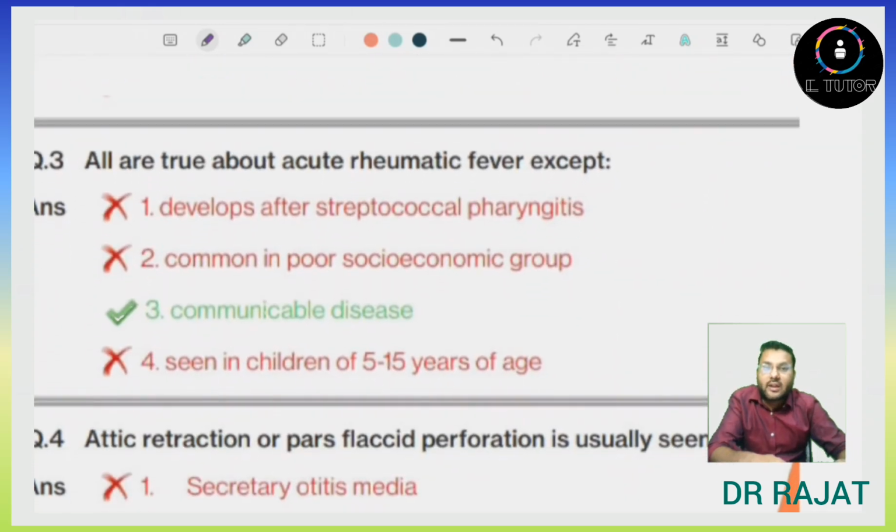All are true about acute rheumatic fever except: develops after streptococcal pharyngitis. This is true. Common in poor socio-economic group. This is also true, of course. Communicable disease. No, this is not true, because we know that streptococcal pharyngitis is a communicable condition, but acute rheumatic fever is not a communicable disease. Seen in children 5 to 15 years of age. This is also true. So answer will be option C.